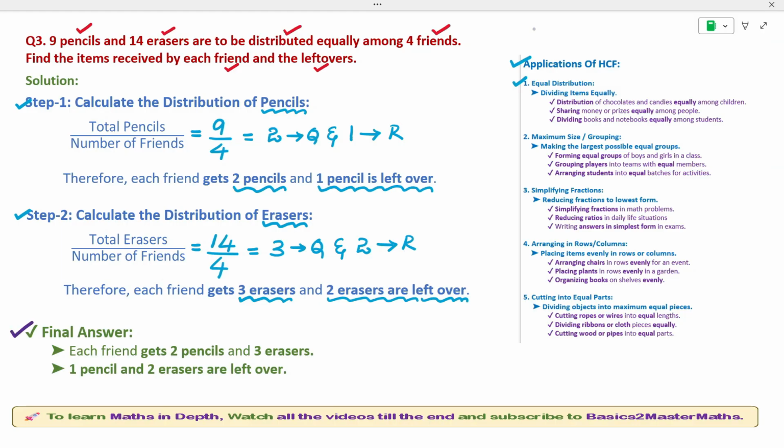Final answer, each friend gets 2 pencils and 3 erasers. Also, 1 pencil and 2 erasers are left over.